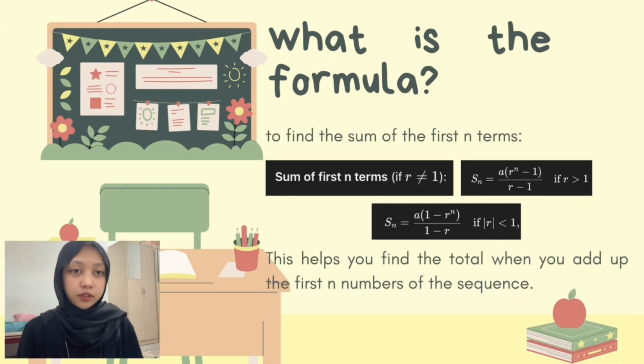The next formula you can use is to find the sum of the first n terms, which is Sn equals A in brackets R to the power of n minus 1, divided by R minus 1. You use this if R is more than 1. But if R is less than 1, you can use the formula A in brackets 1 minus R to the power of n, divided by 1 minus R. This also helps you find the total when you add up the first n terms of the sequence.